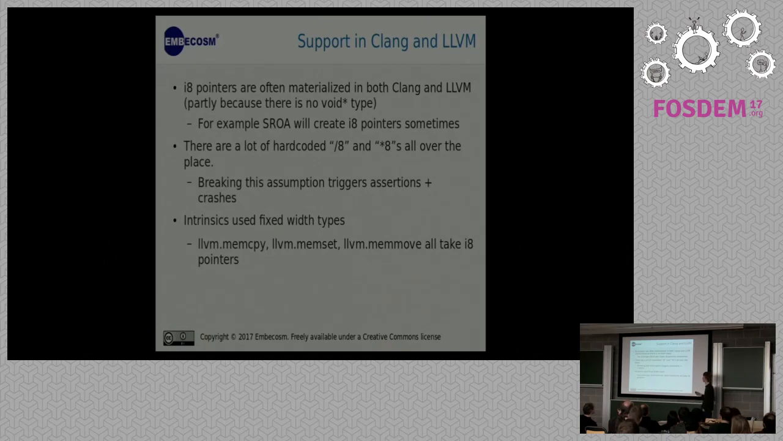That in itself isn't a problem. If you're using an i8* for a void type, then you won't ever be able to dereference it without casting it to some type that you can dereference. So in itself, that shouldn't be a problem, but it does mean we end up with i8* all over the place. There's also a couple of cases, for example, SROA, scalar replacement of aggregates, which will sometimes bitcast to i8 pointers. And a few other optimizations will also occasionally do a bitcast to an i8 pointer.